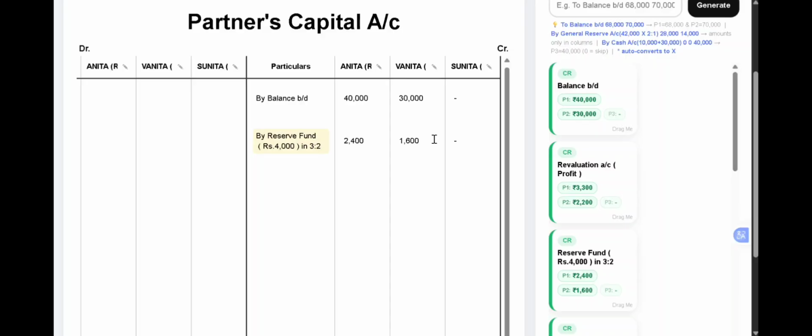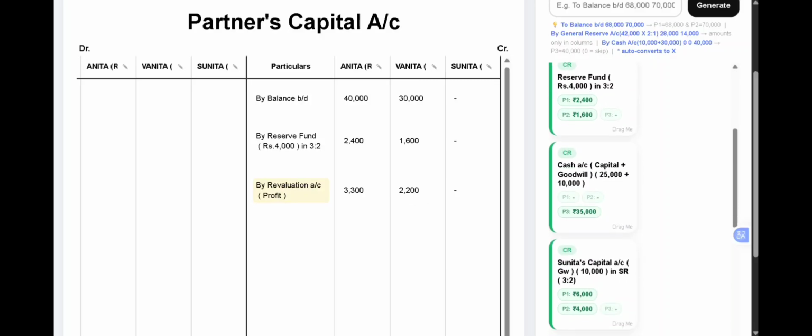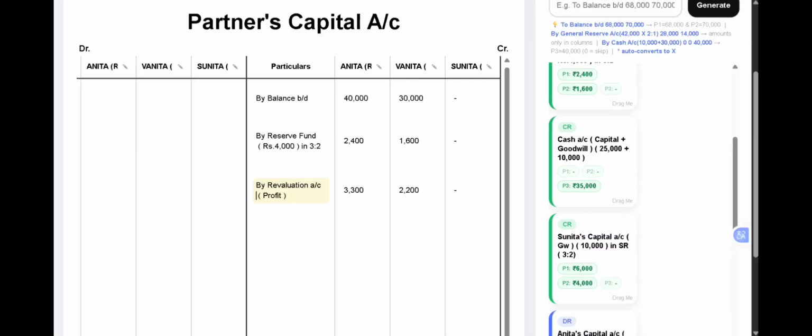Vanita. Now there is a revaluation profit which we had calculated in the previous account. So the revaluation profit should be again distributed to the old partners. So it is the revaluation profit from the revaluation account which we had already distributed. So 3,300 for Anita and 2,200 for Vanita. Now next, we are moving on to the new partner.